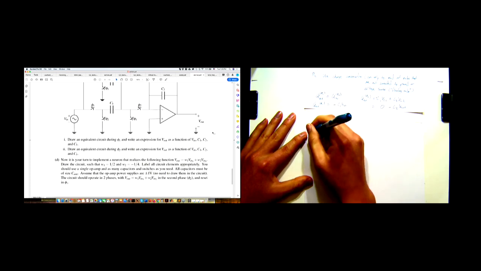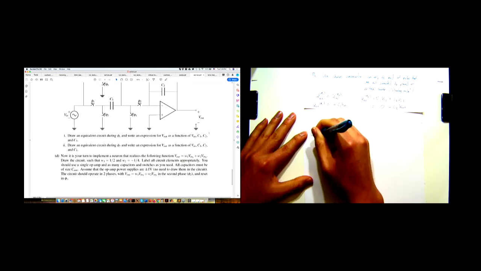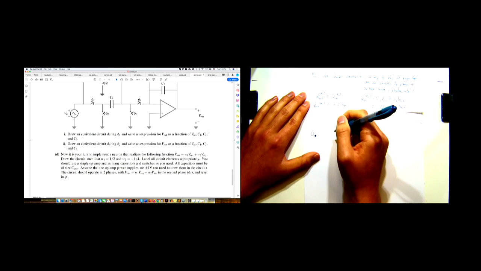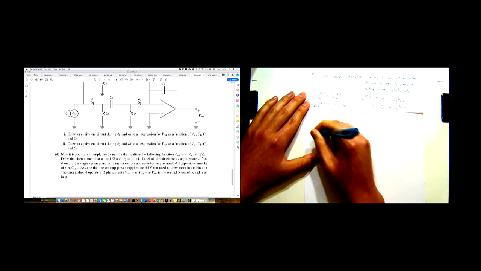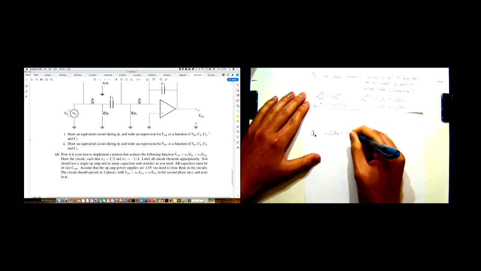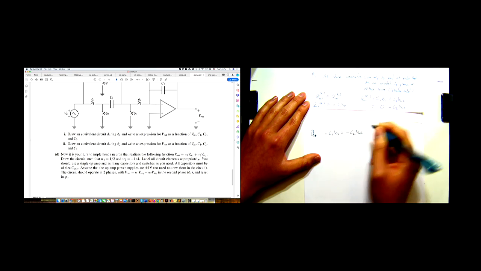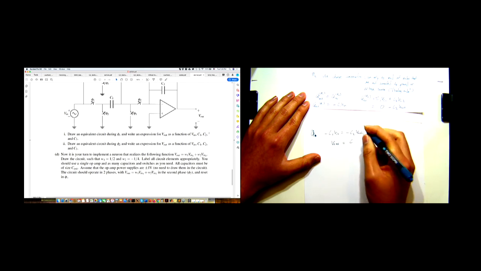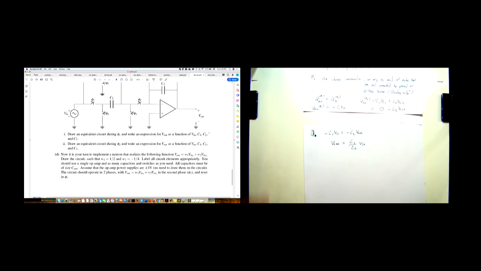So we finally finished the equations, putting the total charge from phase 1 and phase 2 together. And so we have negative C1 Vn is equal to negative C2 V out. And we get V out is equal to C1 over C2 Vn.